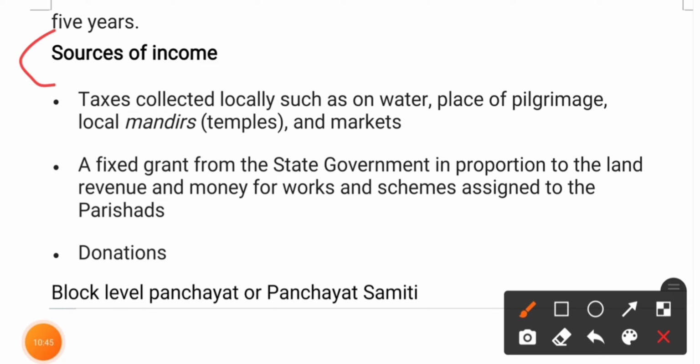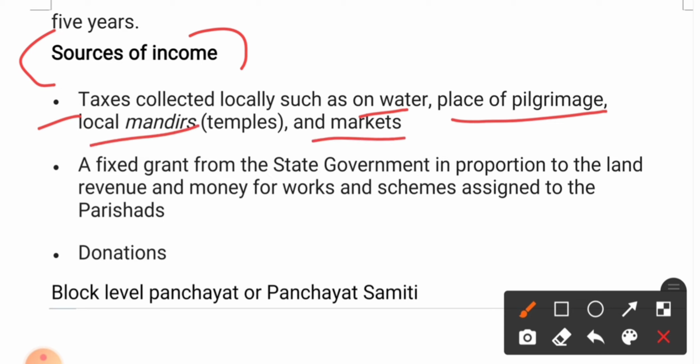Now let's have a look at the source of income, where the panchayat gets its money from. First, the taxes collected locally, such as on water, places of pilgrimage, local mandis and markets. The second source is a fixed grant from the state government in proportion to the land revenue, and money for schemes assigned to the parishads. And the third one is donation.